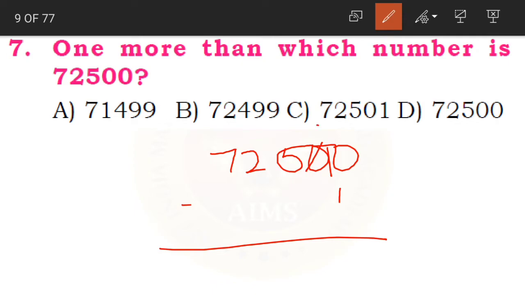First 0 becomes 10, then 0 becomes 9 and 5 becomes 4. Yes, you remember from subtraction of zeros. How do we do that? 10 minus 1, 9, then 9, 4, 2, 7.